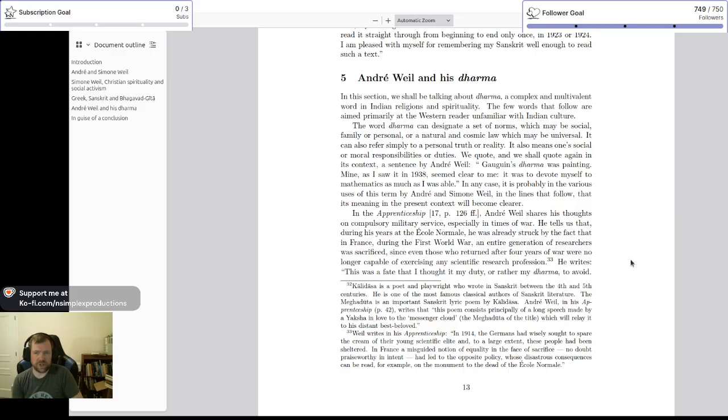We quote, and shall quote again in this context, the sentence by André Weil: "Gauguin's dharma was painting. Mine, as I saw it in 1938, seemed clear to me. It was to devote myself to mathematics as much as I was able." In any case, it is probably in the various uses of this term by André and Simone Weil, in the lines that follow, that its meaning in the present context will become clearer.